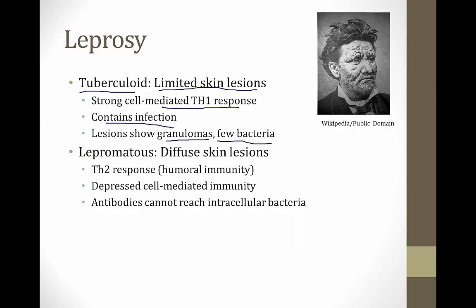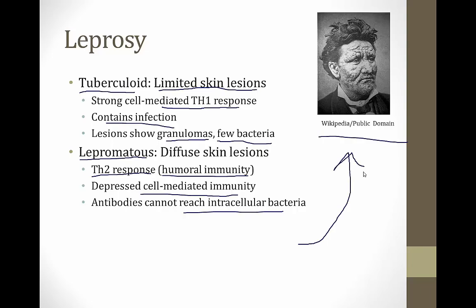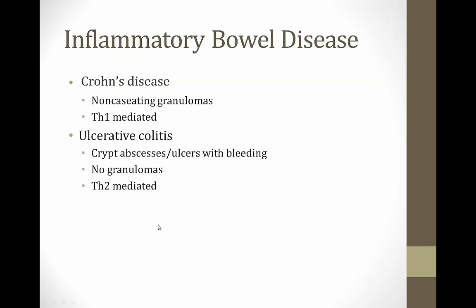The other form of leprosy that is more severe is called lepromatous leprosy. This is where patients have diffuse skin lesions. This is a picture of a man with lepromatous leprosy on the screen here, and this condition occurs when patients for unclear reasons develop a Th2 response, a humoral immunity response, and they have depressed cell-mediated immunity. The antibodies can't reach the intracellular bacteria, and as a result they get a much more severe form of the disease.